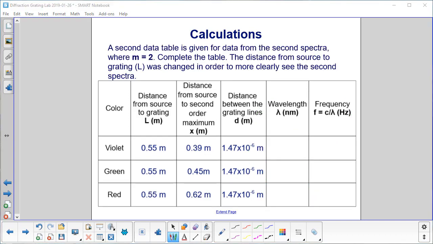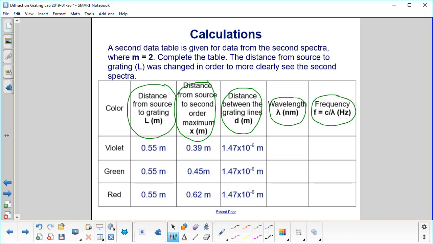A second data table is given for the data from the second spectra, where m is equal to 2. Please complete the table. The distance from the source to the grating, which is L, was changed in order to more clearly see the second spectra. So here's our distance from the source to the second order maximum. This stays the same, it's the same diffraction grating. So we're asking you to complete these two columns, pause the video, and come on back and check out the next slide for your answers.